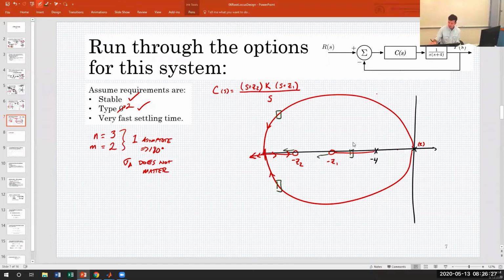And so what we'd like to do is move it further and further to the left, which means we have to move this zero further and further to the left, which means we have to move the gain higher and higher. But I think that this is now achievable, that we can get a very fast settling time, provided that we can move the zeros as far to the left as we like. Any questions on that thought process?